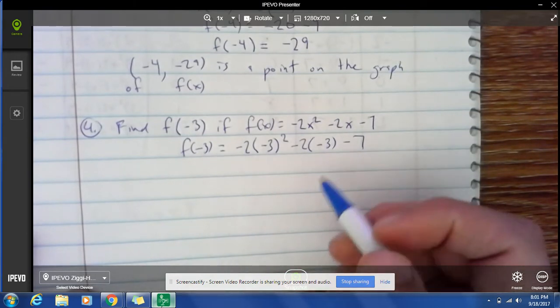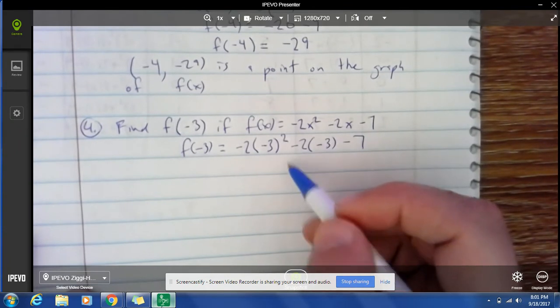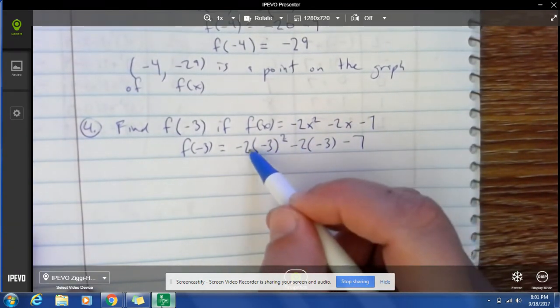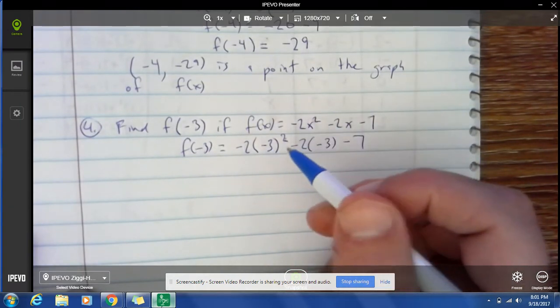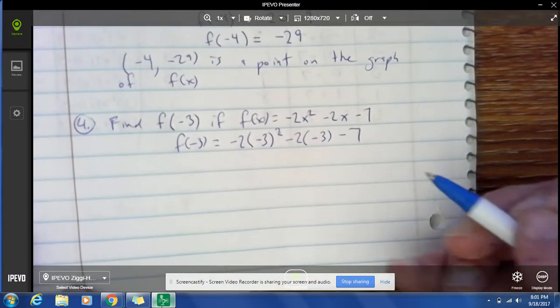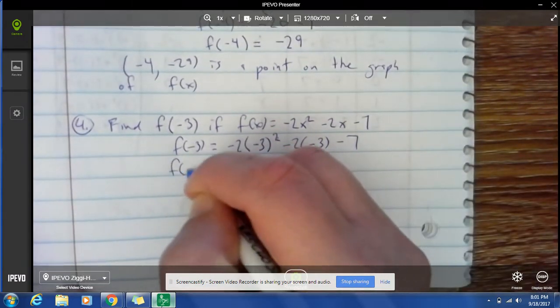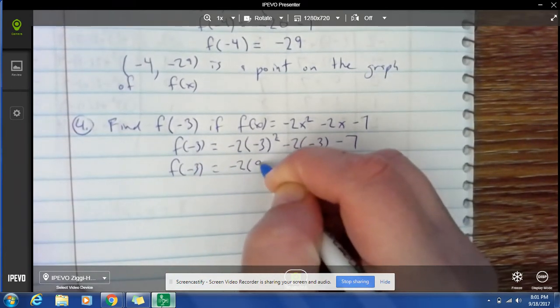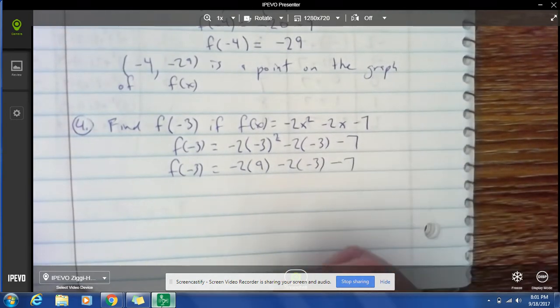Alright, so first, if you remember order of operations, there's no grouping symbols to evaluate. The next thing we look for is exponents, and we do have a -3 squared. Now we're not squaring the -2, just the -3. -3 squared means -3 times -3. And what's a negative times a negative? Why, yes, you guessed it, it is a positive. So -2 times +9 minus 2 times -3 minus 7.